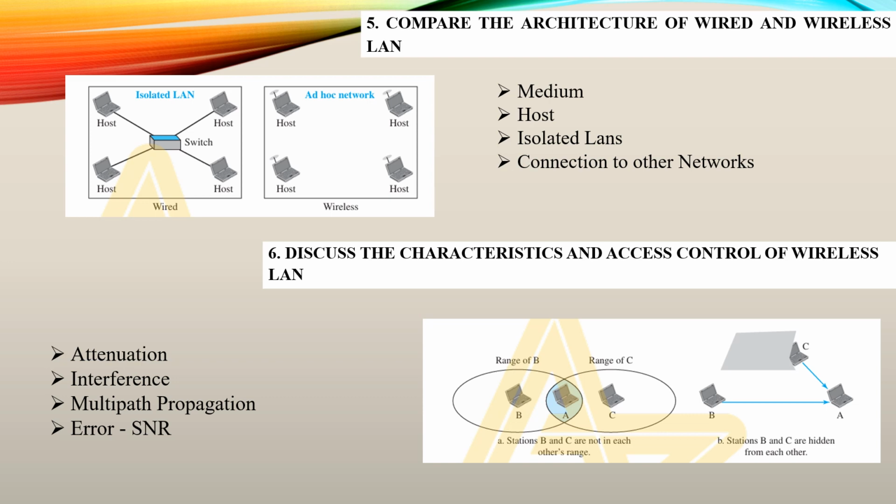This is the characteristics, and access control can be determined by this diagram, that is the hidden station problem. This is the range of A and C. Here you see that stations B and C will be hidden from each other. A will be the host communicating with C and B. B can communicate with A and C, or if B wants to communicate with C, it can be done only through A. And this is the hidden station problem, which we call the access control of wireless LAN.